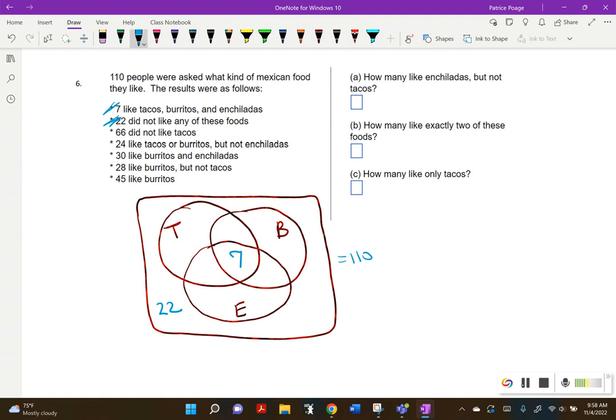24 like tacos or burritos or both. So that's the taco plus burrito circle, but not enchiladas. So that's just these top 3 spots. Can't do that. This one we can do. 30 like burritos and enchiladas. So that's this football intersection here. We already have 7 there. So that leaves 23.